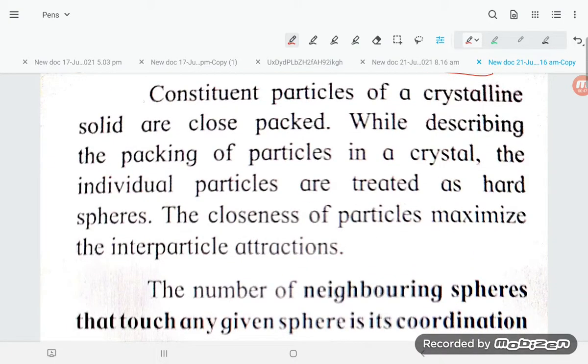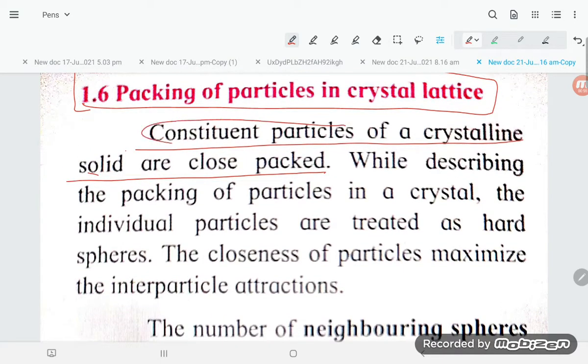So let's have, students, the constituent particles of a crystalline solid are closely packed. Constituent particles, what can they be? They can be atoms, or ions, or molecules. So these are what they call closed pack.